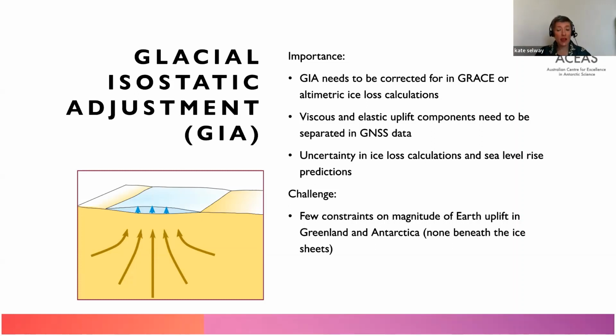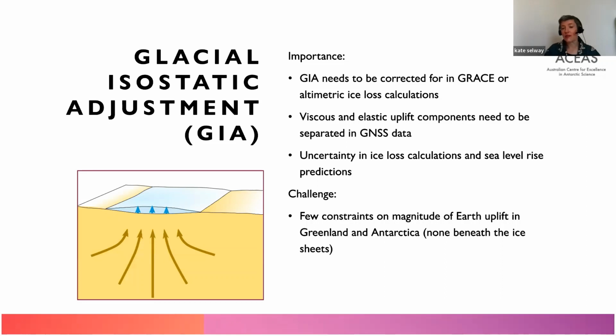And the sea level rise predictions, not only in terms of the uncertainty of the ice loss, but also in the region, at least the region proximal to the ice sheet itself, that Earth's surface is changing. So to predict what the sea level rise is going to be in those places, we need to know how the Earth's surface is going to change as well. So this is something that we need to understand.